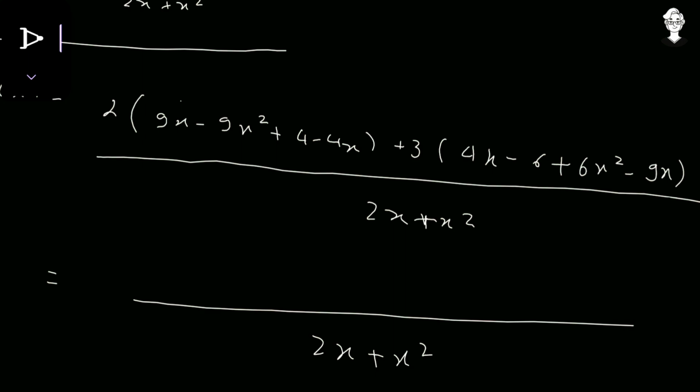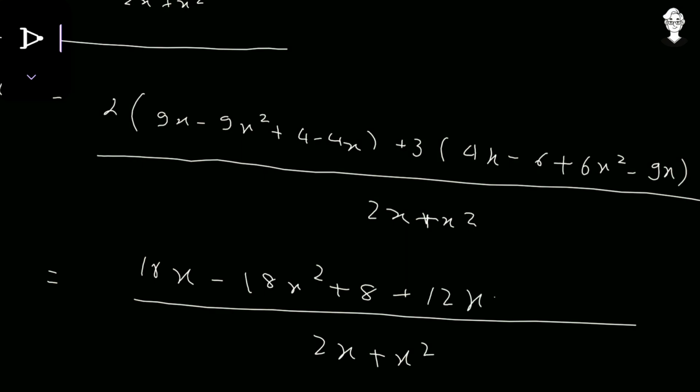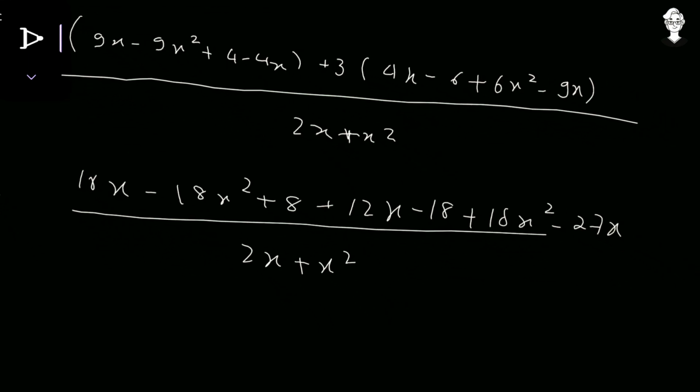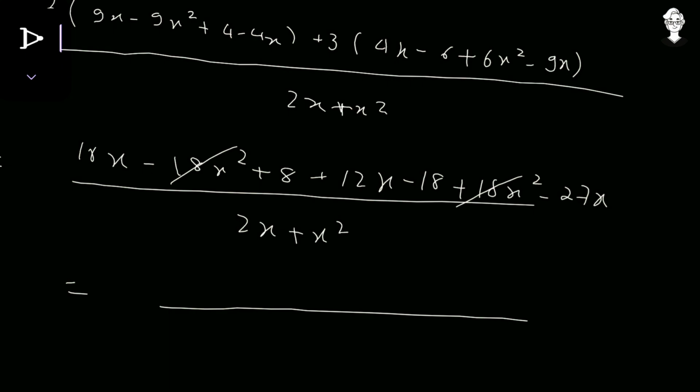Now solving the numerator, so 9 times x minus 4 times x is 5 times x, and that is multiplied with 2. So 10 times x minus 18x square plus 8 plus 12 times x minus 18 plus 18x square, and negative 27 times x. Now simplifying this thing, so what we can observe is that first of all, negative 18x square and positive 18x square got cancelled out, and the remaining things are negative 18 positive 8, that is negative 10. 10x plus 12 times x is 22 times x.